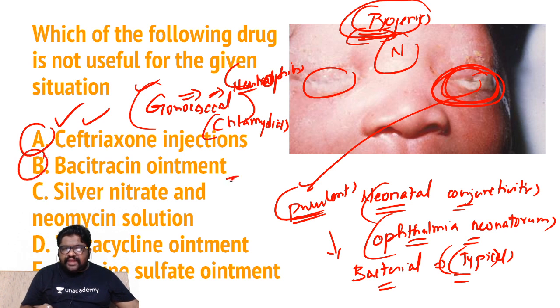Bacitracin can be given. Can any of you tell me what bacitracin can be doing here? Bacitracin is not the most effective drug, but in which situations can bacitracin ointment be given for bacterial infections? Anybody? Excellent, Padma Prabhu. Good answer. Can you tell me what is the special thing that is offered by bacitracin?